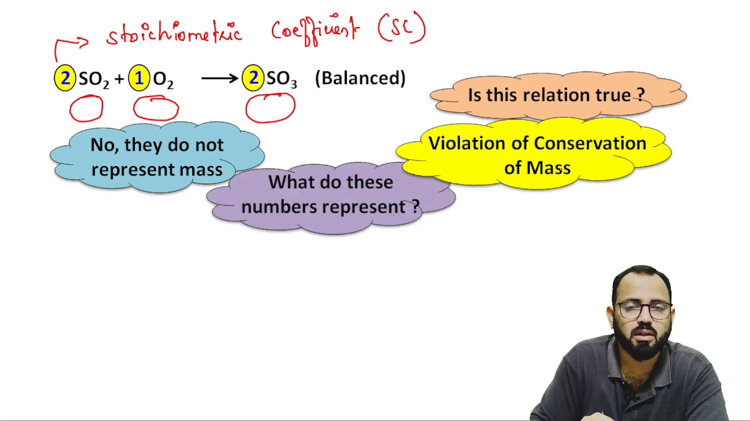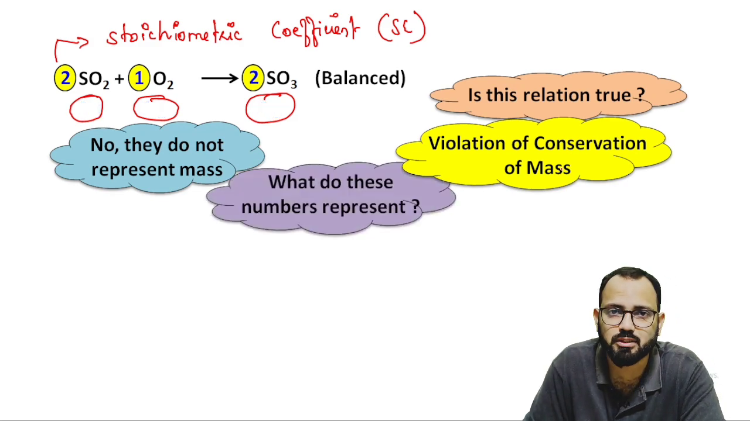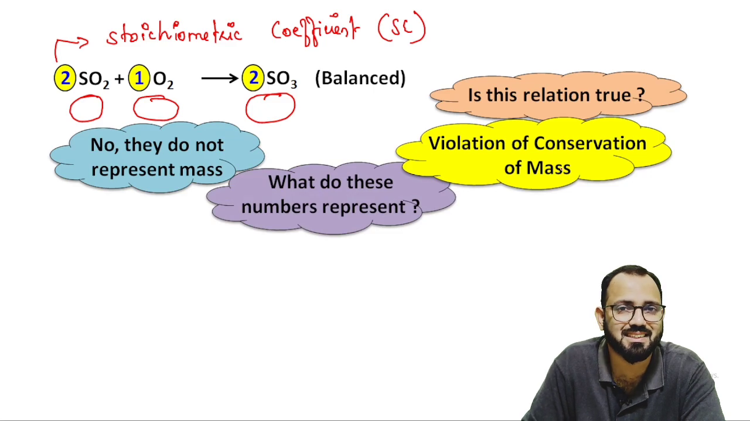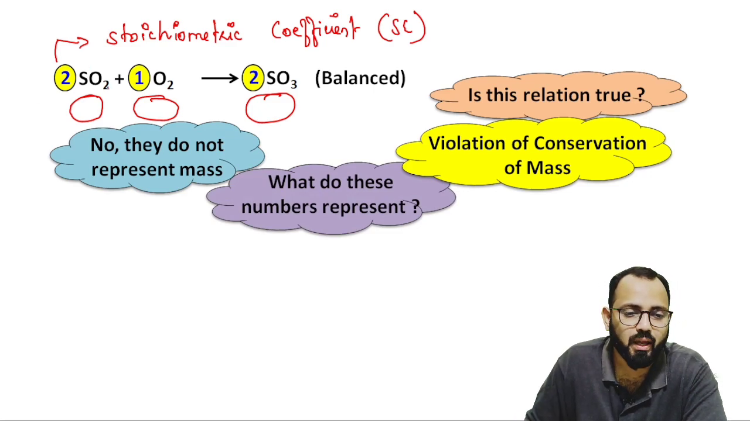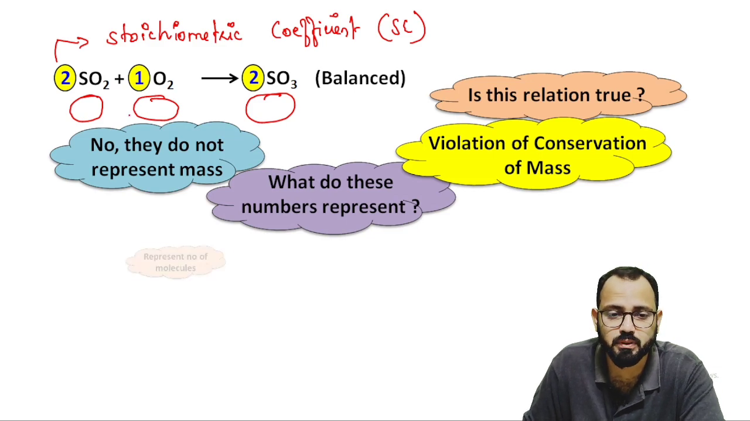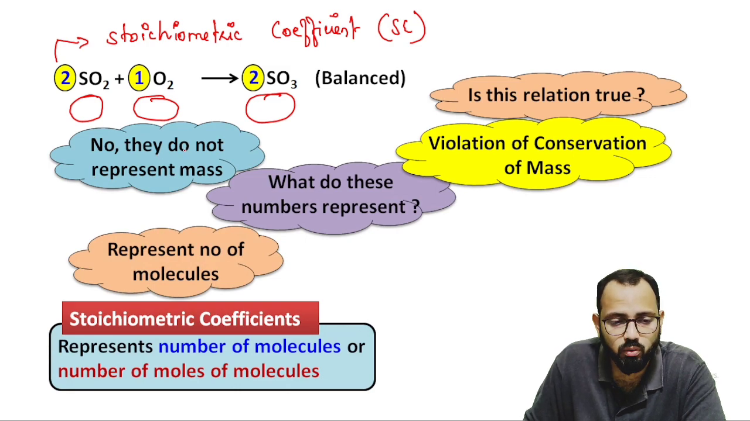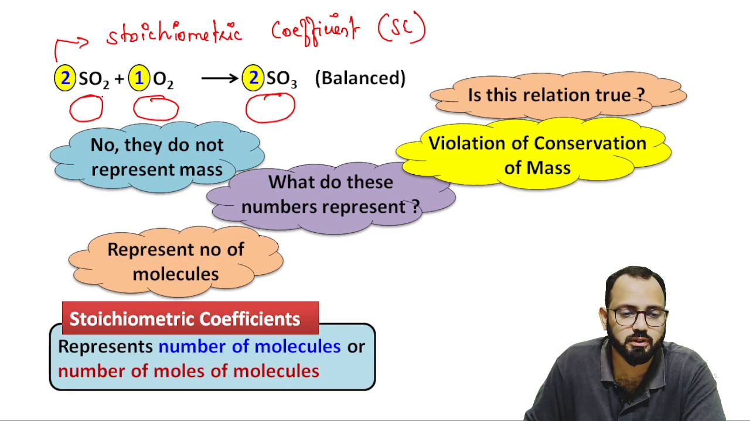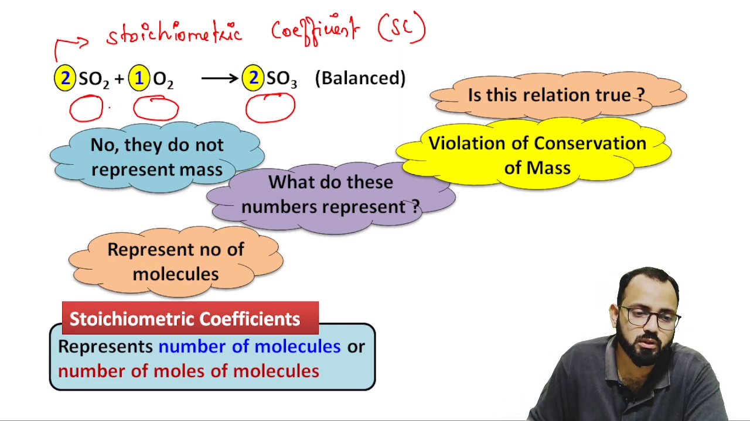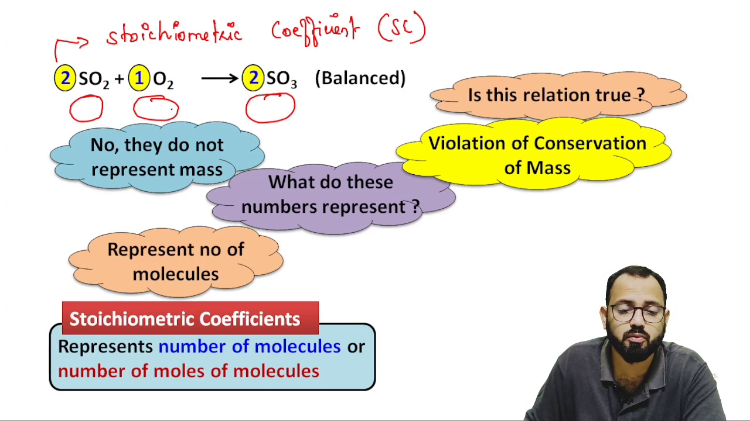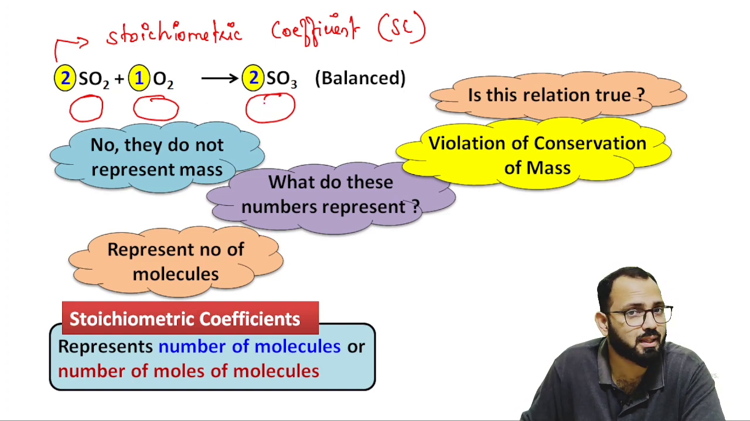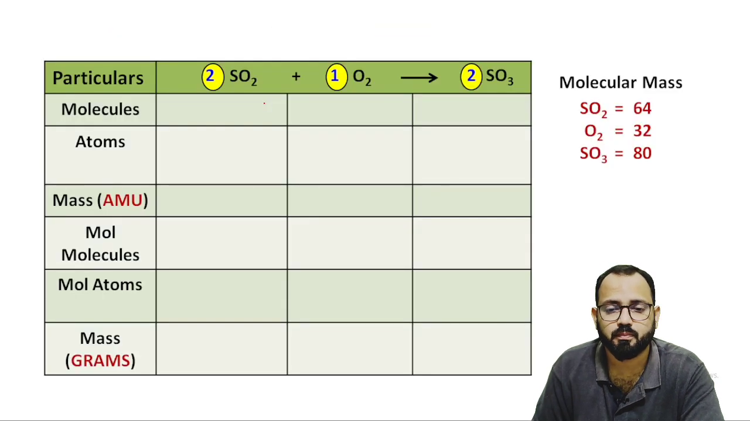So just remember, if you got a balanced reaction, it does not represent the weight of the reactants and product. Then what else does it represent? It represents the number of molecules. It can represent the number of moles. Like I can say 2 moles of SO2 reacting with 1 mole of O2 gives you 2 moles of SO3. Or I can say 2 molecules of SO2 reacting with 1 molecule of O2 gives you 2 molecules of SO3. This is how I can represent it.